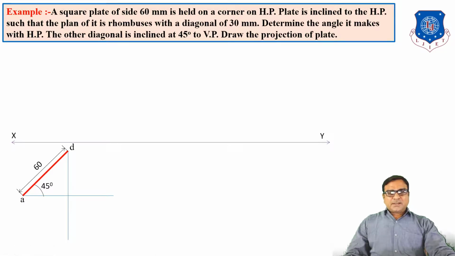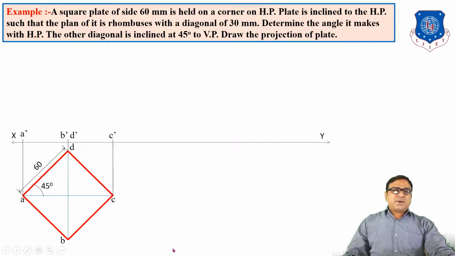Now take radius 60 mm, A center, and draw an arc on the vertical line to obtain B. Similarly, with B as center and 60 mm radius, draw an arc to get C and join D. So this is a square 60 by 60 in which diagonal AC is parallel to VP, meaning parallel to XY, and CD is perpendicular to XY. Now what will be the front view? A dash, B dash, C dash, D dash, a straight line.